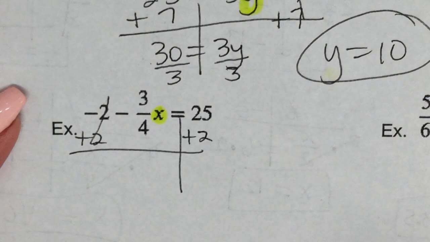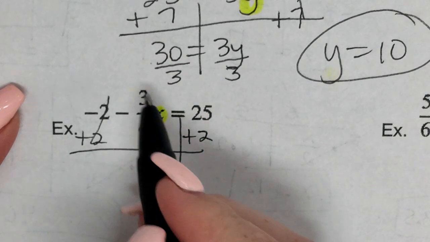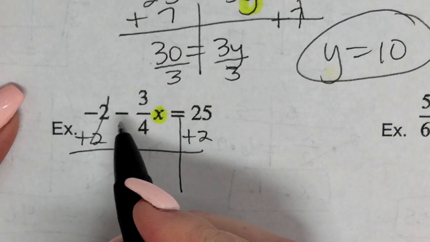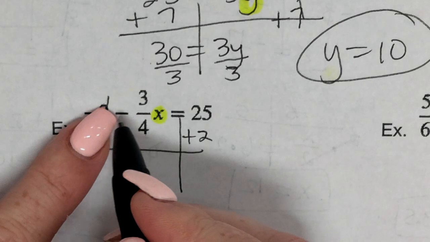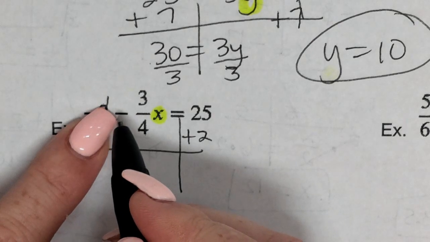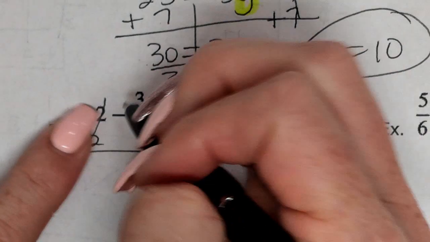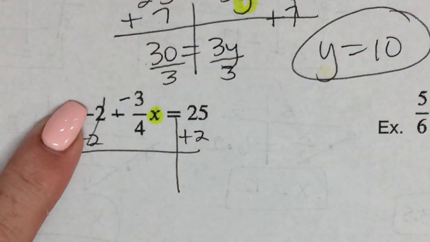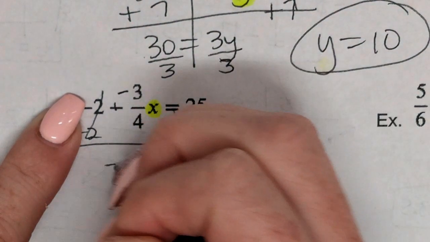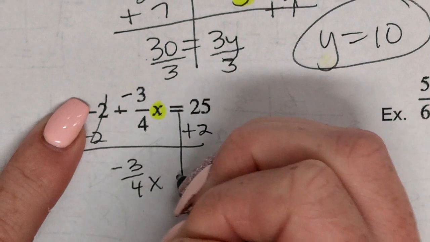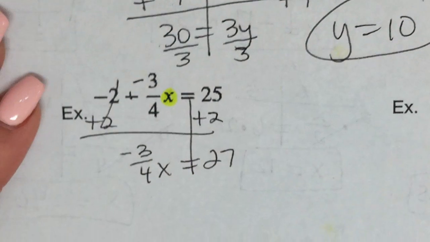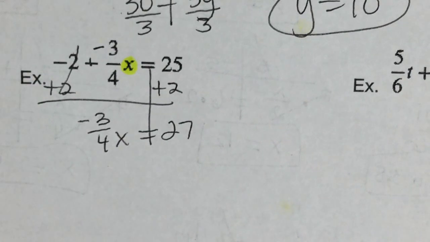Now, real quick, question. What kind of value does this 3/4 x have? Negative or positive? Because that minus sign is there, it has a what kind of value? So I have to write negative 3/4 x equals 27. Does that make sense? Yes or no?